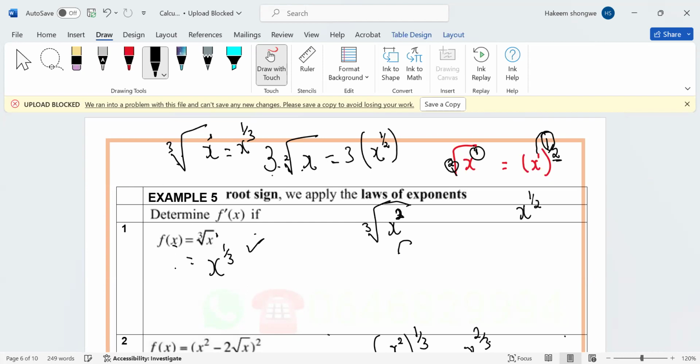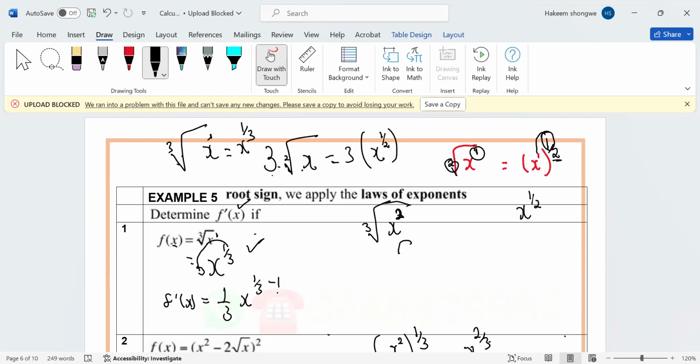Then we have f of x. If we have f of x, what are we going to look for? We are going to look for f prime of x. Can you see that? Okay? So what am I going to have here? I'm going to have f prime of x, which is going to be equal to 1 all over 3 multiplied by the constant here, which is 1. Okay? So you're going to have 1 all over 3 x, then you're going to have 1 all over 3 minus 1.